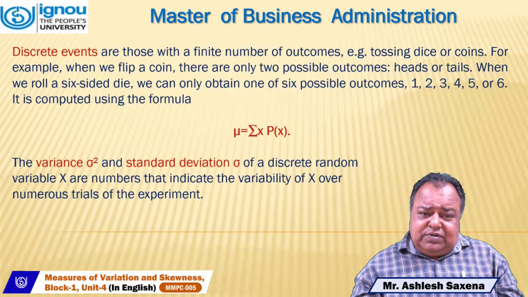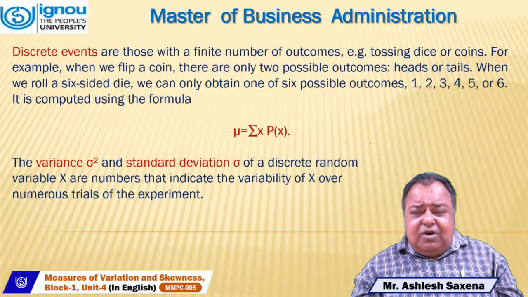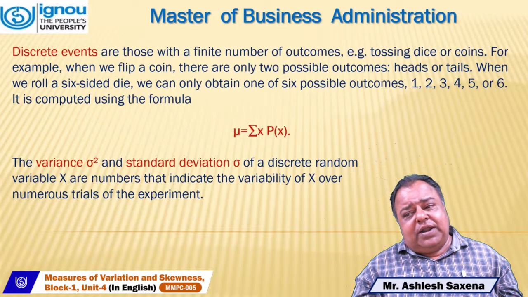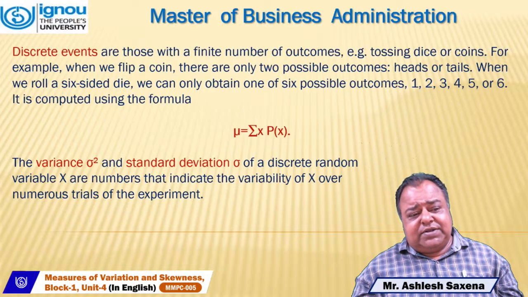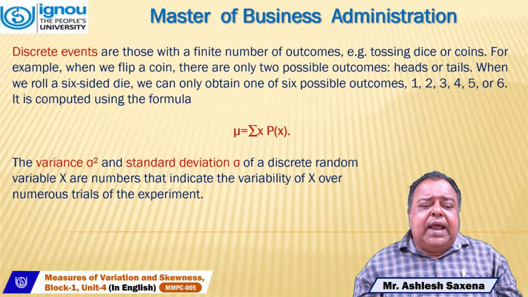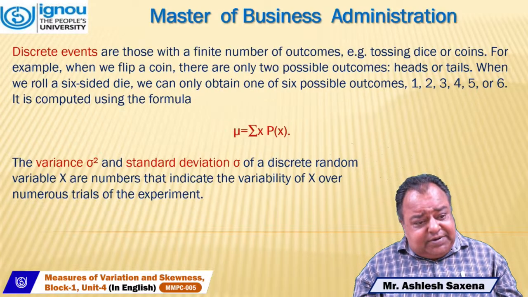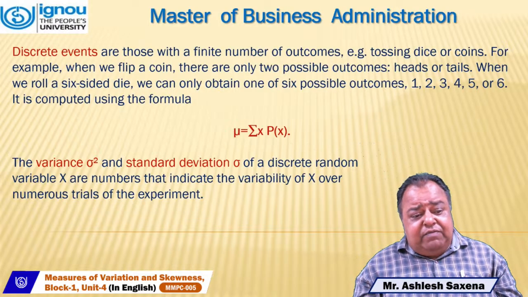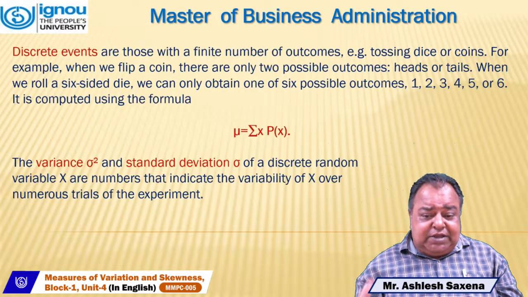Discrete events are those with a finite number of outcomes, for example tossing dice or coins. When we flip a coin, there are only two possible outcomes, right? When we roll a six-sided die, we can get any number between 1 and 6. In that case, the mean can be evaluated as the summation of x times p(x). The variance sigma square and standard deviation sigma of a discrete random variable x are numbers that indicate the variability of x over numerous trials of the experiment.